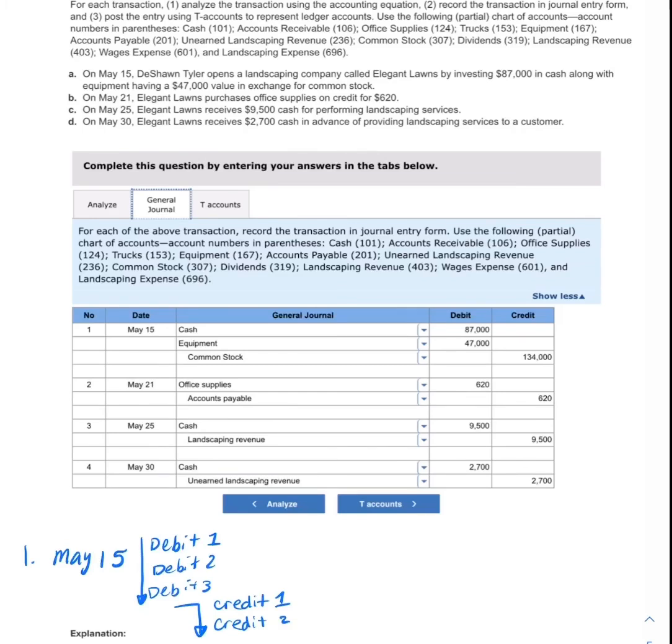So what you will see here in this first one, it tells us. So we'll just walk through how we record this first journal entry. We'll do it quite slowly since we're just brand new to seeing journal entries. So it tells us once again, on May the 15th, Deshaun Tyler opens a landscaping company called Elegant Lawns by investing $87,000 in cash. So stop.